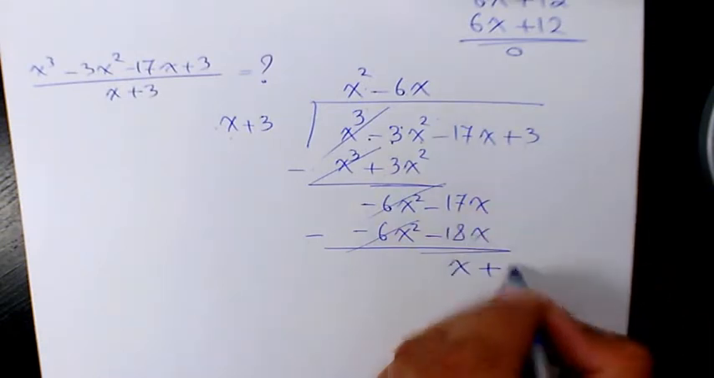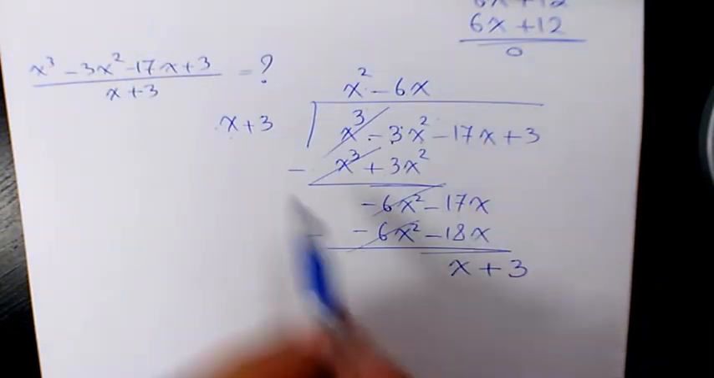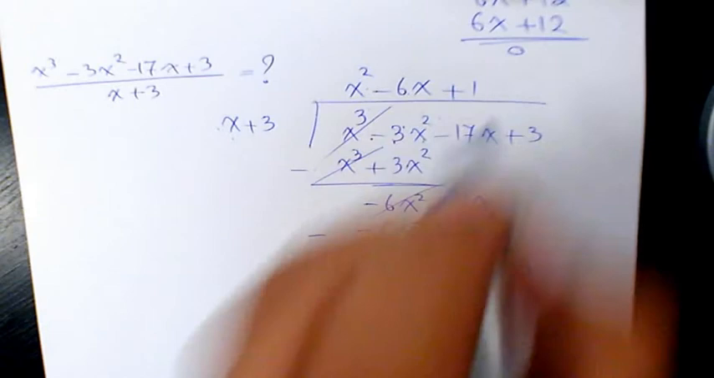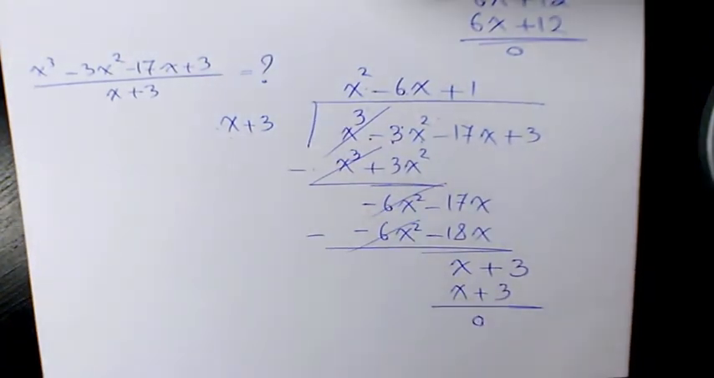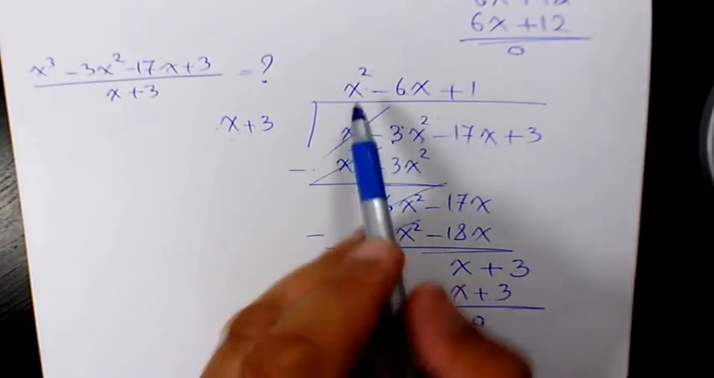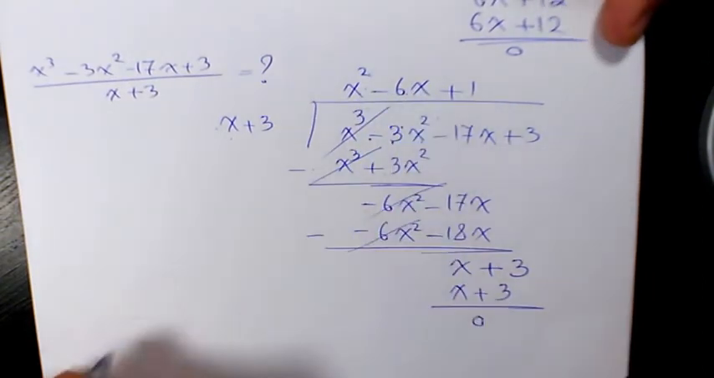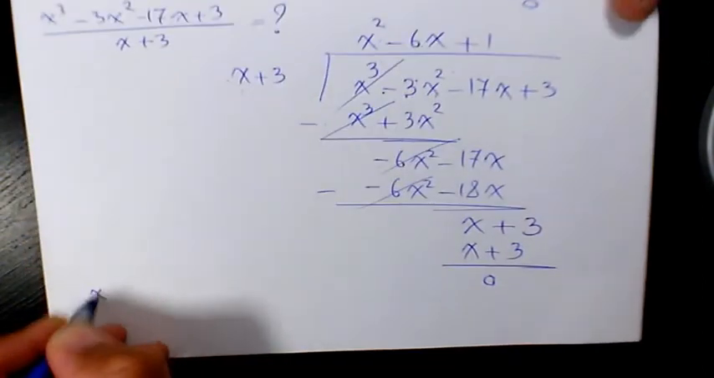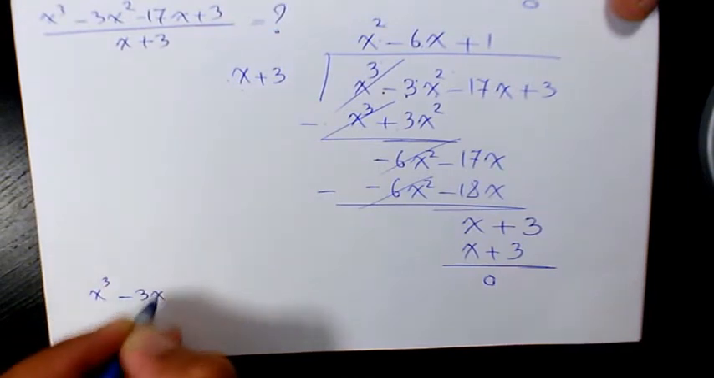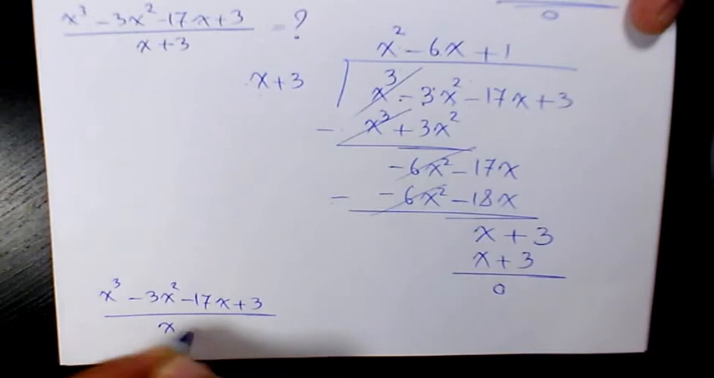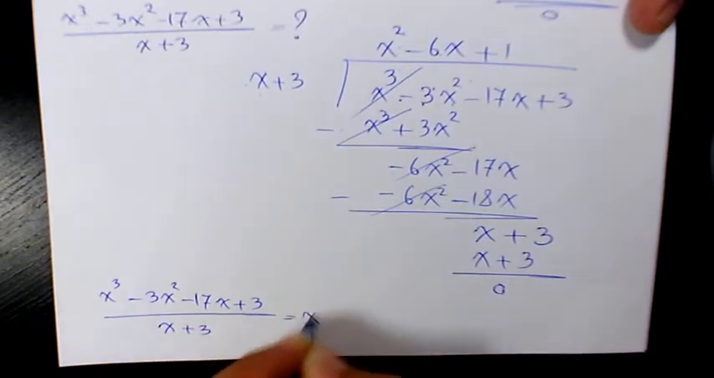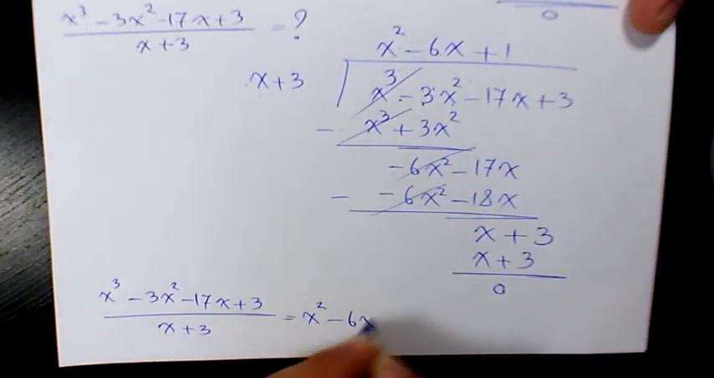Then you bring the next number down. X plus 3 divided by x plus 3 is just going to be 1. The remainder is 0. So the quotient is x squared minus 6x plus 1. So I'm going to write it here. X cubed minus 3x squared minus 17x plus 3 divided by x plus 3 is going to be x squared minus 6x plus 1.